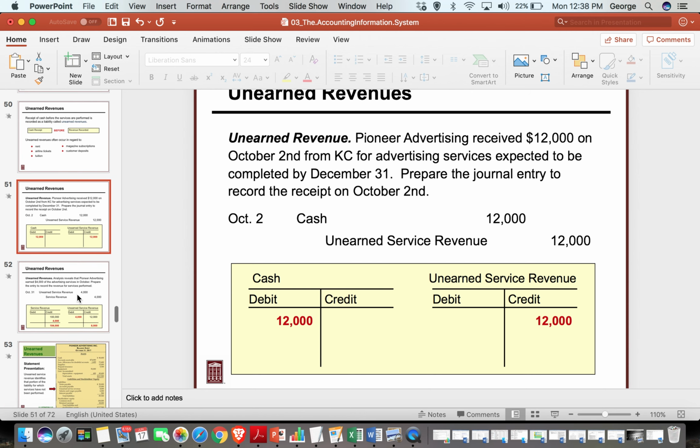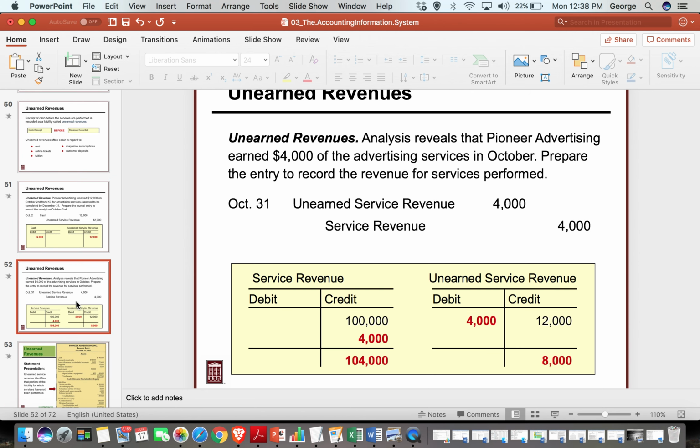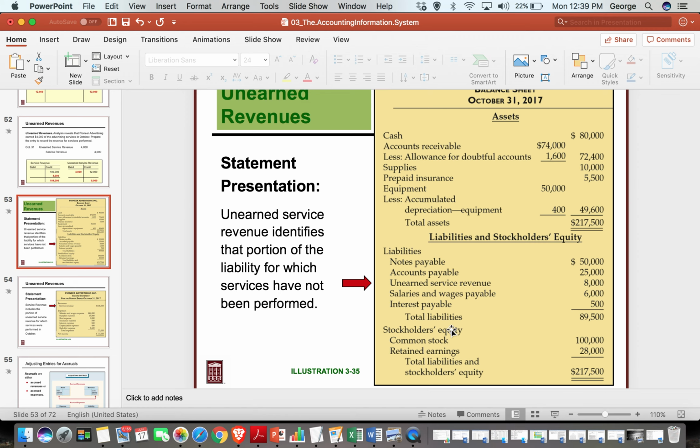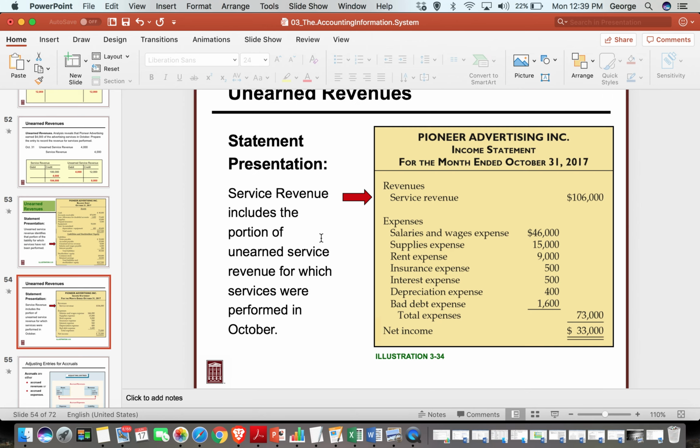At the end of the period, though, I have done 1/3. Looks like I've done 1/3 of the revenues. So I'll record $4,000 in revenue. So I'll increase revenue by $4,000 here. And of course, I'll debit the liability account of unearned revenue for $4,000. All right, so in my financial statement presentation, I'm going to have a liability of unearned service revenue of $8,000. It was originally $12,000. $4,000 though was earned. And then for service revenues, I'm going to show 106, which includes the $4,000 of revenues that was earned this period.